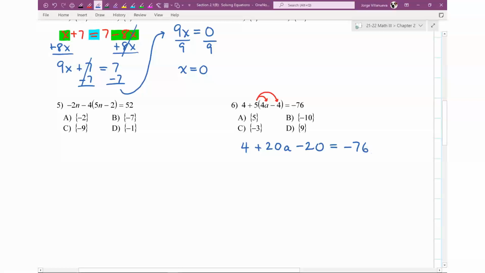Notice we do have some like terms on the left side. Now, granted, they're not variables, but they are numbers. I can combine this 4 with this negative 20 right there. So 4 minus 20 is a negative 16. So I'm going to get 20a minus 16 equals negative 76. What do I move? The 16 or the negative 16. What do I do to both sides to it? Thank you. I'm going to add 16. Okay, add 16 to both sides. And this is what we get.